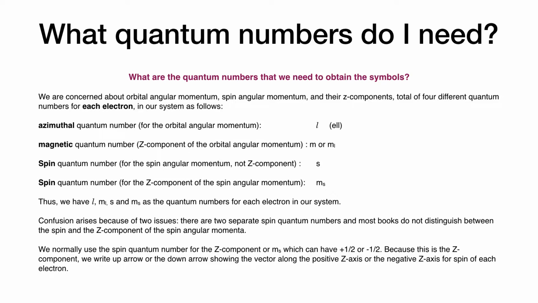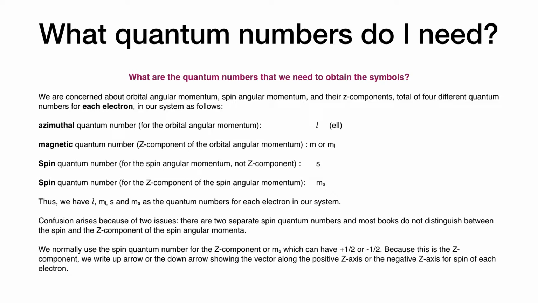The orbital angular momentum is controlled by the azimuthal quantum number, small l, for each electron. And for each electron, we have a certain value of l. And the value of l depends on the value of n. So we already discussed that, the principal quantum number. So each n gives rise to a certain number of l values. So if we have an electron with a certain principal quantum number, we know what l values are allowed. Okay, so this is the azimuthal quantum number, l.